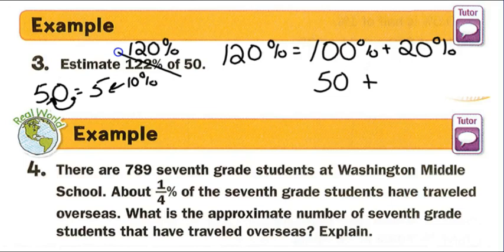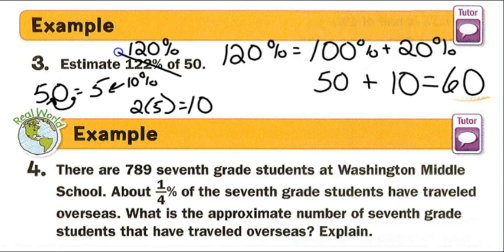Well, we want not 10% but 20%, so that would be double 5, so 2 times 5, which gives me 10. So 20% of 50 is an additional 10. And then I'm just going to add 50 and 10, and that gives me 60. So about 122% of 50 is about 60, a little bit more than what we started with. So it makes sense.